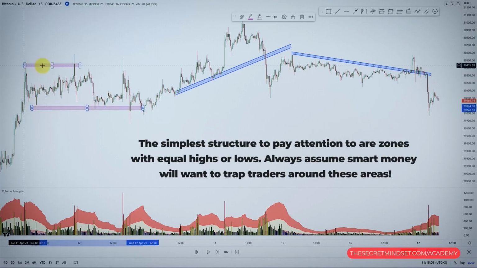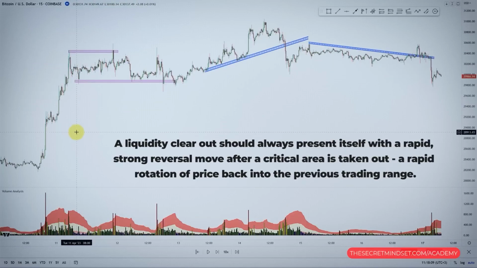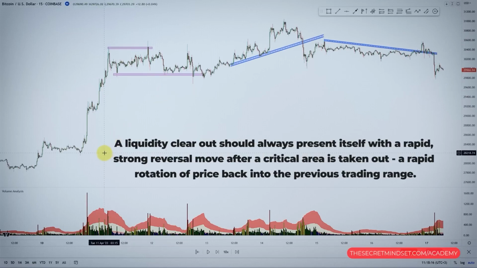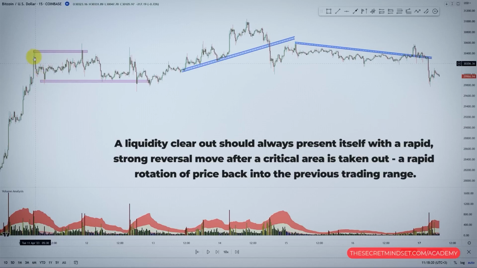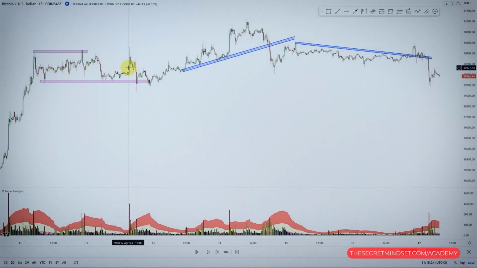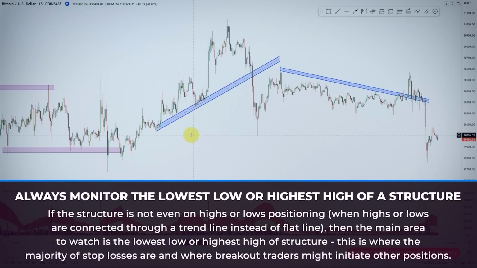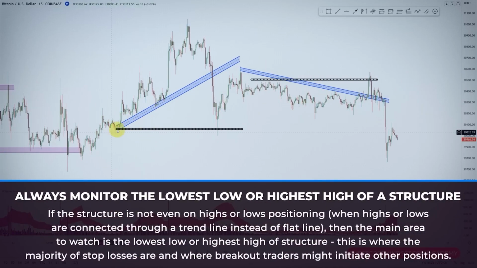Always assume that smart money will want to trap retail traders around these areas. A liquidity clearout should always present itself with a rapid and strong reversal move after a critical area is taken out. Basically, a rapid rotation of price back into the previous trading range. And always monitor the lowest low or the highest high of a structure.